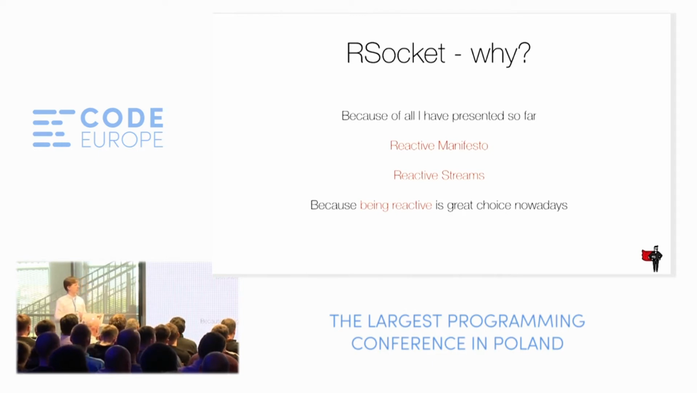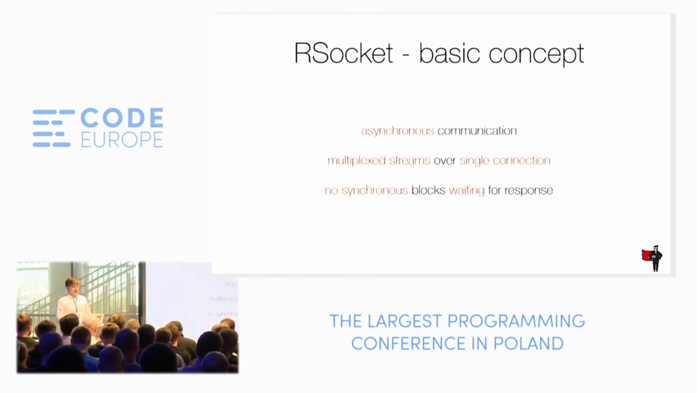And based on the Reactive Manifesto, people created reactive streams, which is another technology, an abstraction layer. How can we communicate using different streams and have a safe communication? Being reactive, after reading the Reactive Manifesto, is a great choice nowadays. So RSocket, the basic concept against, for example, HTTP: the major important point is that it's asynchronous communication.